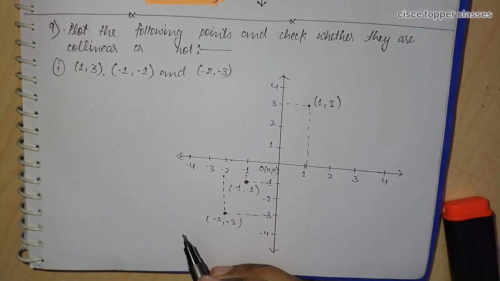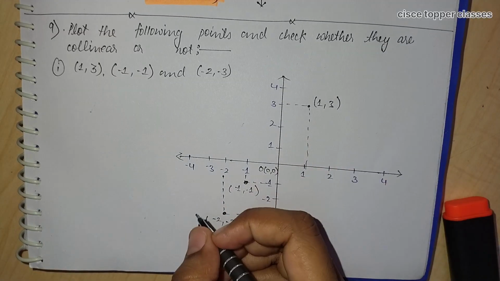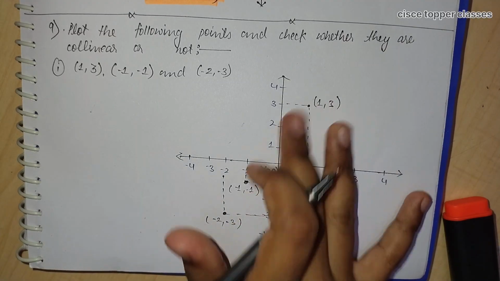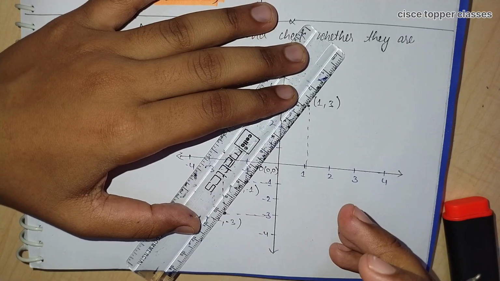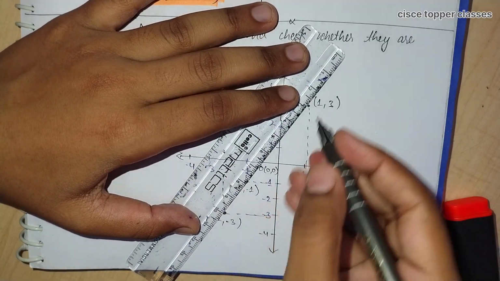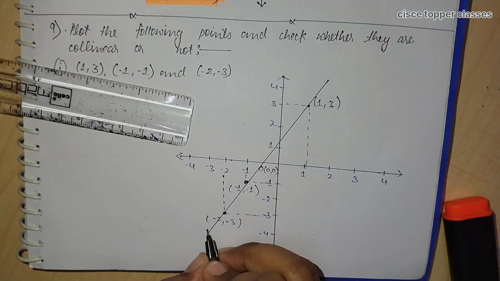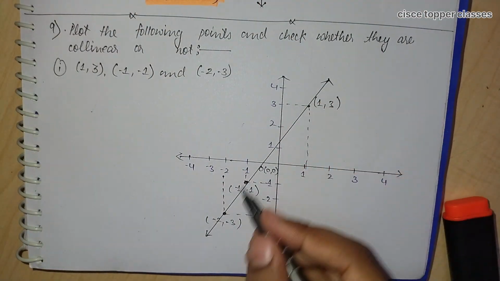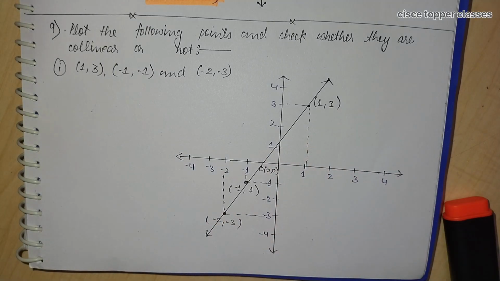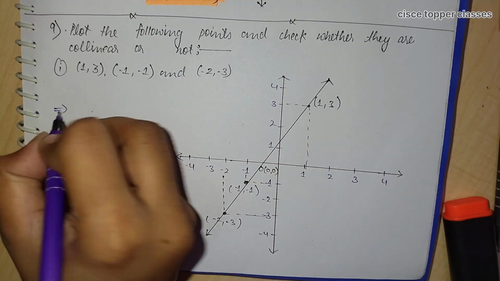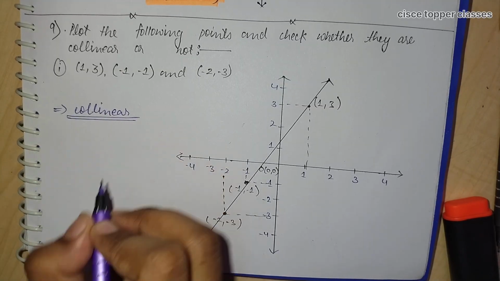Now if we draw a straight line, and all the points lie on this line, then we will get that these points are collinear, and if not, then these points are not collinear. So we are getting all the points on the line. So let this be the line drawn, and all 3 points are on the line. So hence the points of question number 9 first part are collinear. From this diagram we can conclude.